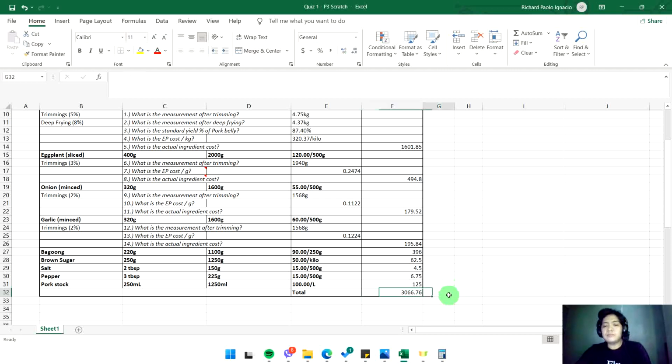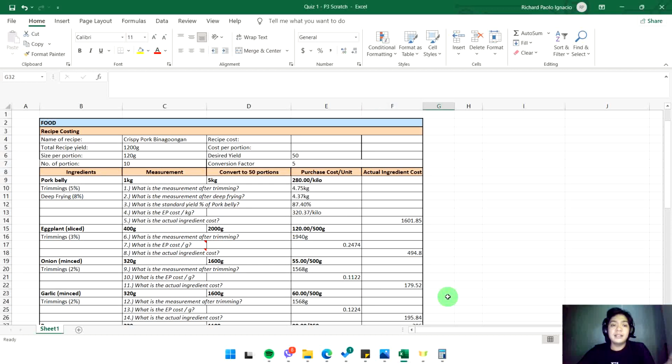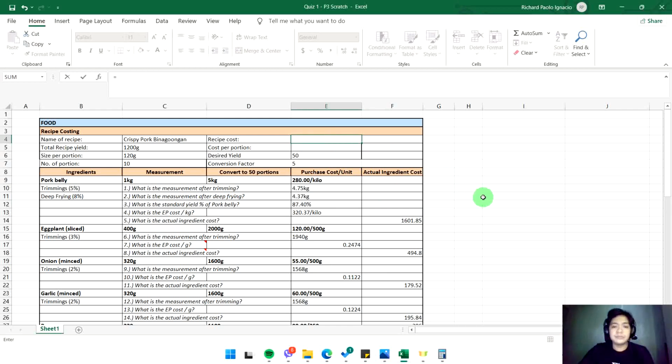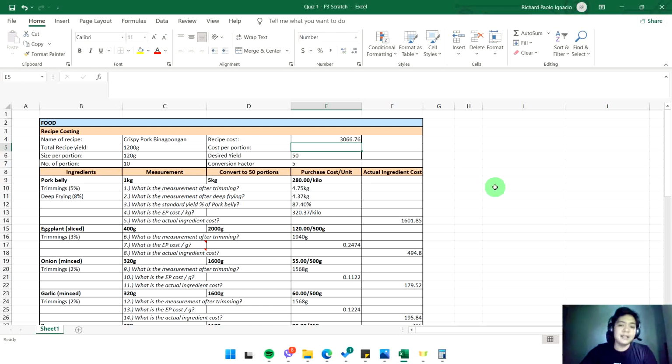Ayan. So, ang magiging total costing natin, in order for us to produce 50 yields of crispy pork binagoongan, we have 3,066.76. Ayan. So, ang recipe cost natin is this. And then, hahanapin natin ngayon yung cost per portion. So, para malaman yun, napakasimple lang na pwede nyo gawin sa Excel. We will divide the recipe cost divided by the desired yield, which is 50. And we will have 61.34 pesos. Ito yung ngayon, yung actual cost natin per portion ng crispy pork binagoongan. Dito tayo ngayon pwede magbase kung gaano ka mahal ang ating ipepresyo doon sa ating ibebenta.